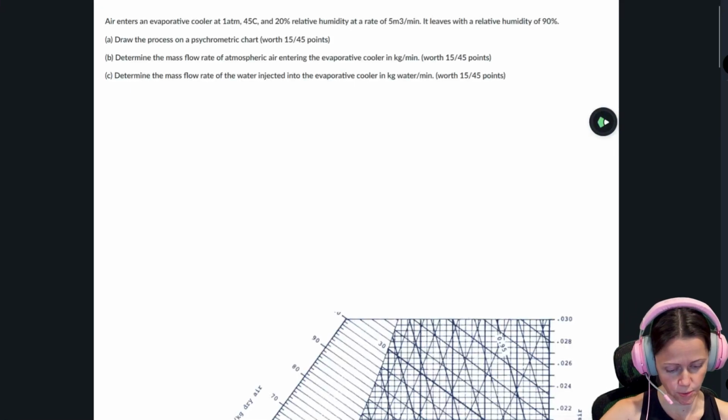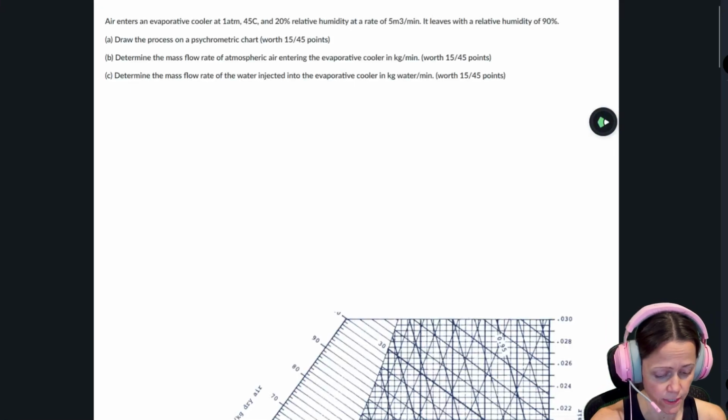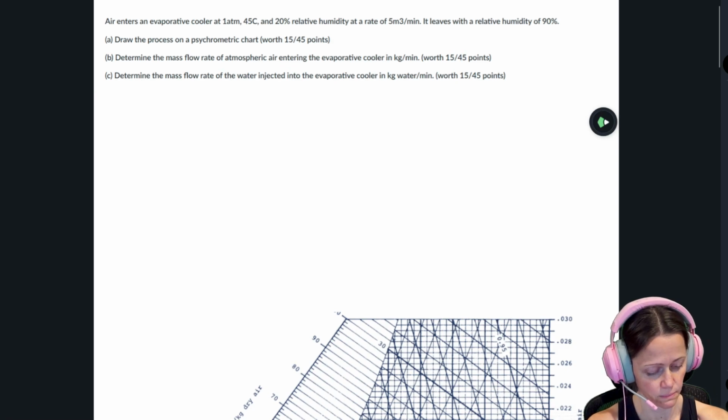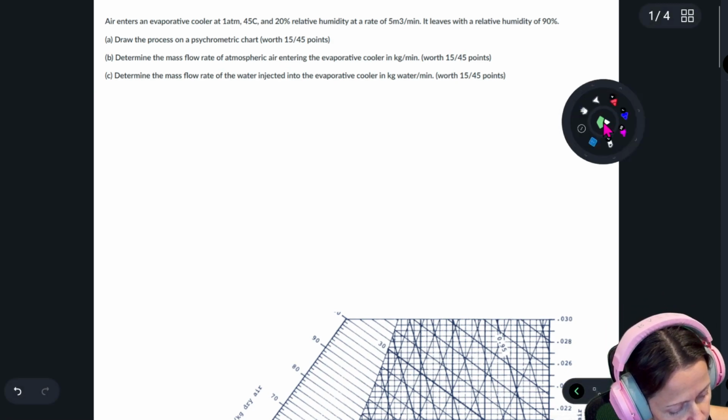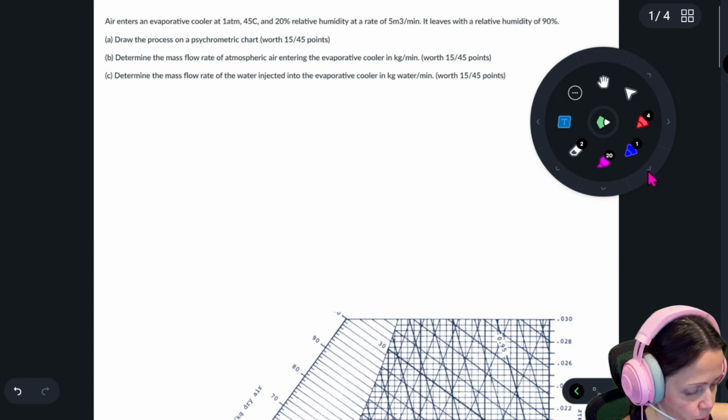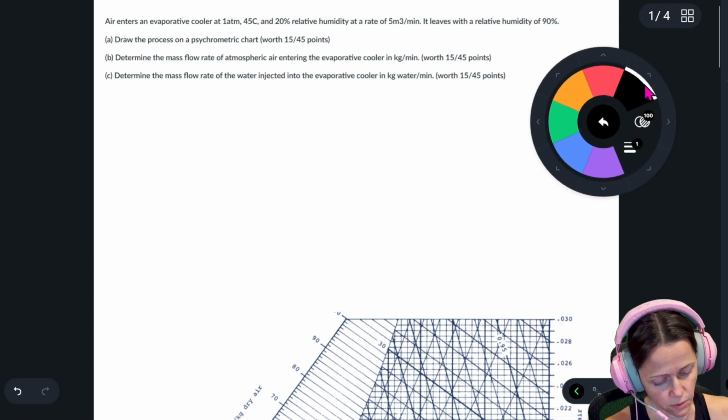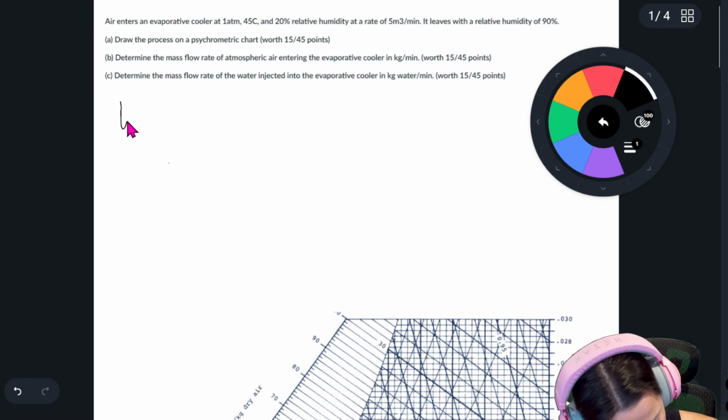All right, so we have air entering an evaporative cooler at 1 atm, 45 degrees Celsius, 20% relative humidity, and then we've got a volumetric flow rate and whatnot. So yeah, let's see what's going on here.